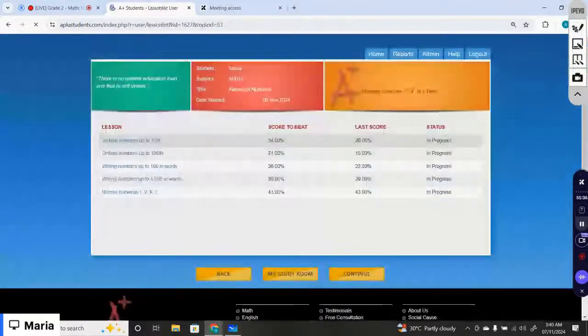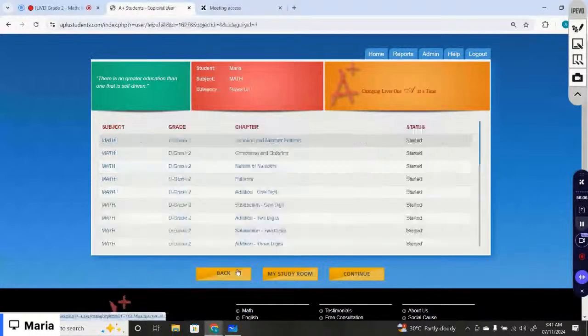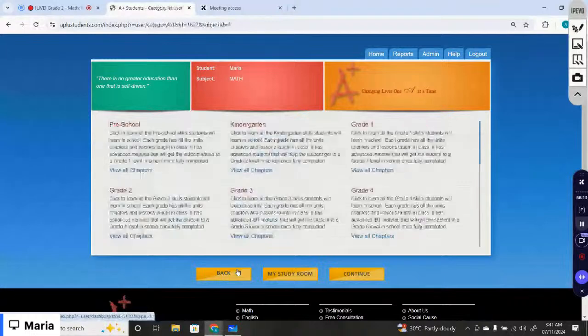So we were working on grade 2 math. The chapter we were working on is names of numbers. The lessons we have covered today are ordinal numbers up to 10th, ordinal numbers up to 100th, writing numbers up to 100 in words, writing numbers up to 1000 in words, and Roman numerals. So please make sure before the next session you complete all the practice questions for the lessons we just did.